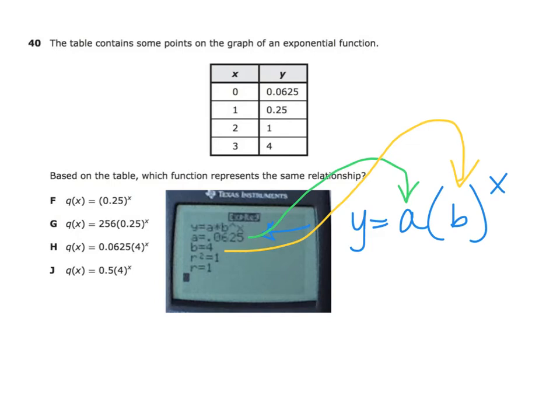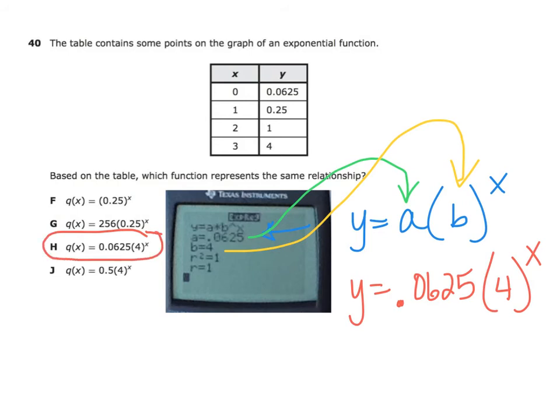So my equation is y equals, my a is 0.0625, my b is 4 raised to the power of x. Notice that the x and the y stay as letters. And then I just go over here and look and see which one has the correct answer. And H is my answer.